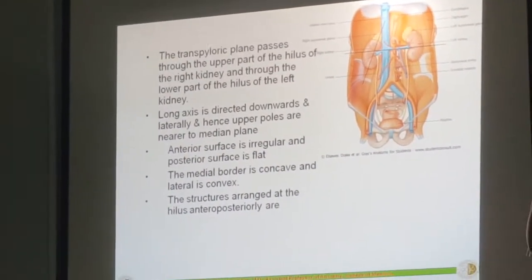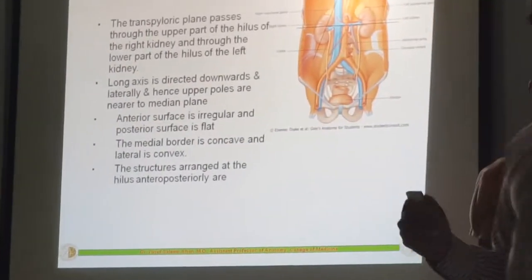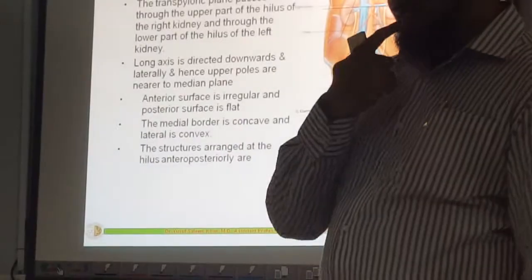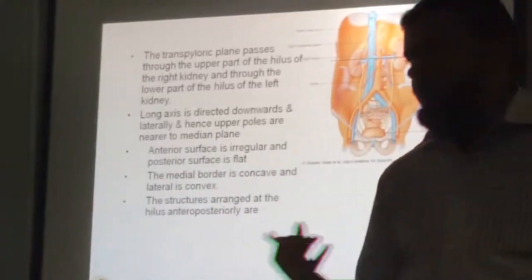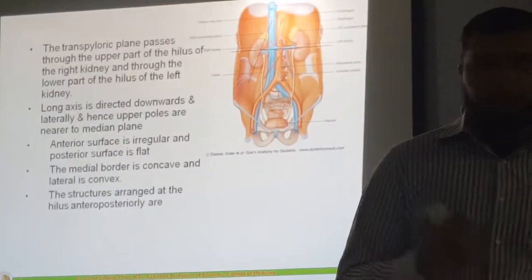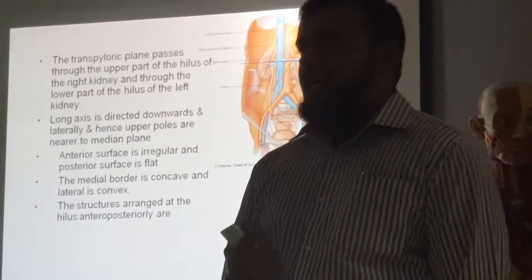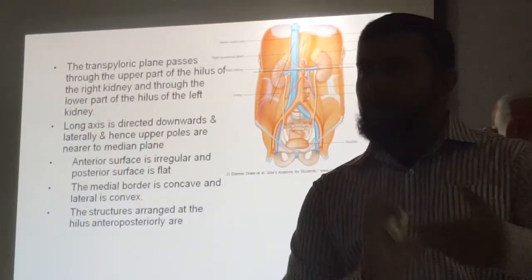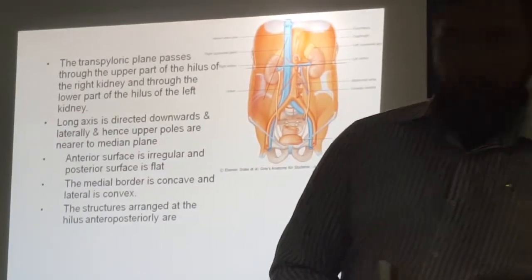Okay. The structures arranged at the hilum of the kidney are important. Why are they important? Because, how do you identify the right kidney from the left kidney if the two kidneys are given to you? How do you differentiate? Shape and some difference in size. The shape is the same. The renal artery. If you turn it like this, it will become right or left. The renal artery, okay.